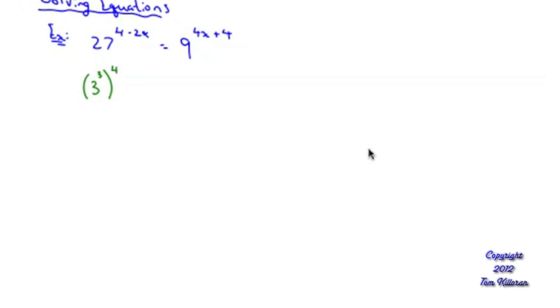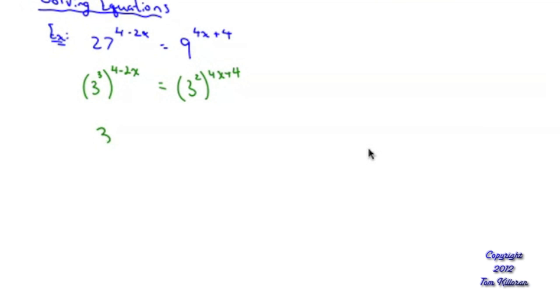You leave it raised to the 4 minus 2x. What about 9? 3 squared. And it's going to be raised to the 4x plus 4. Okay. Now, when you get to this part, the base is now 3 for both of them. And you have this exponent to an exponent on both sides. So what can you do with an exponent to an exponent? Multiply. Power to a power, you multiply. Base times base, you add. So you're going to multiply this out, and it's going to distribute.